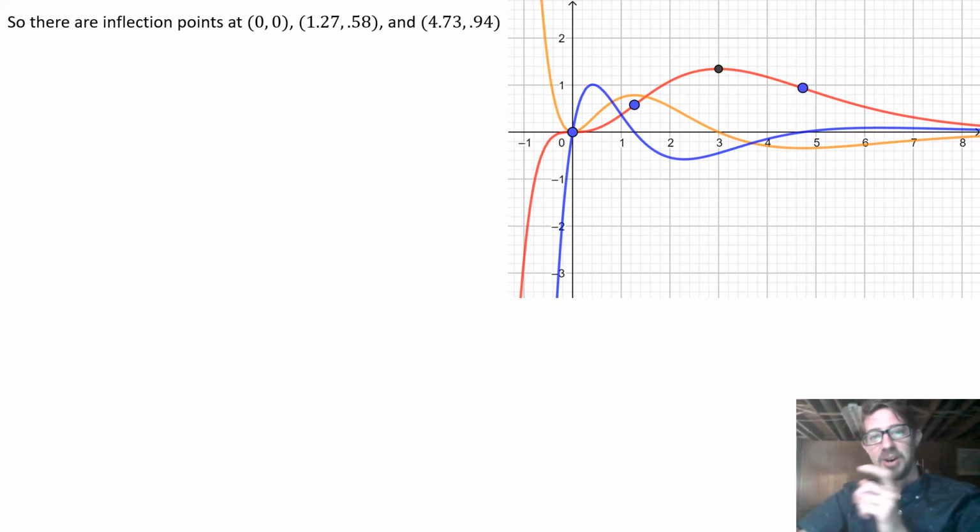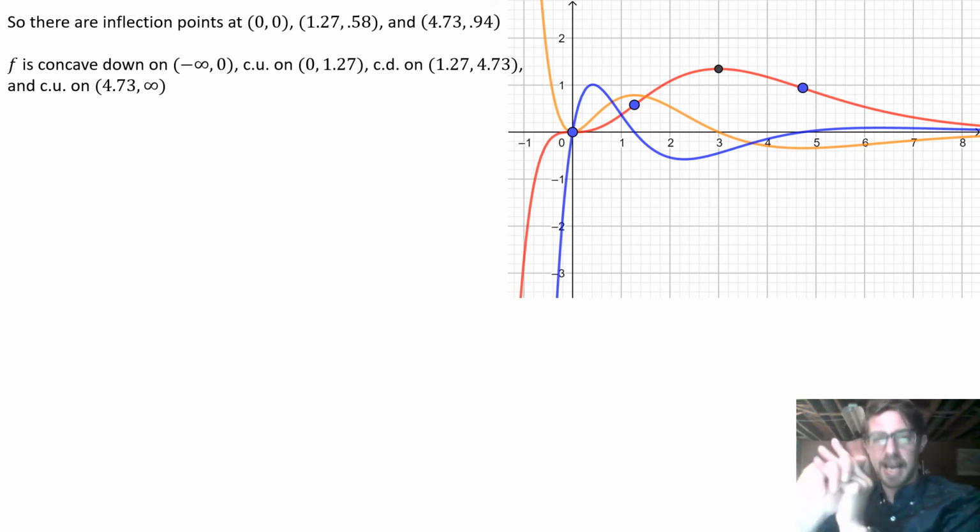Okay, so f is the red graph. That's the one we were interested in analyzing. F prime is the orange graph. That gave us our max and then our flat spot. And f double prime is the blue graph. I wouldn't expect you just to glance at a function and know what the graph of f double prime had to look like. But I could make you do it by getting f prime and then f double prime and then graphing them as accurately as you can.